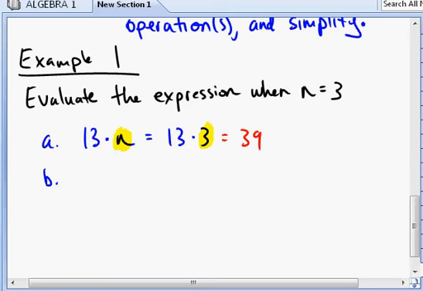All right, letter B. 9 over n. Now again, we're evaluating when n is 3. So what's the first thing we have to do? Substitute first, right? So this is 9 divided by 3, right? See, the n is a 3. Now, 9 over 3 means what? What's the operation? Division, right. This means 9 divided by 3, which is 3.